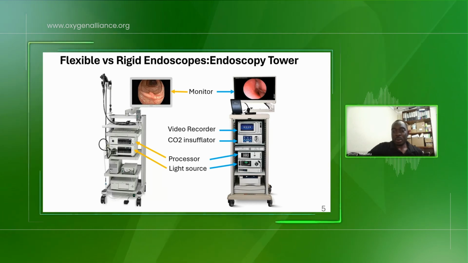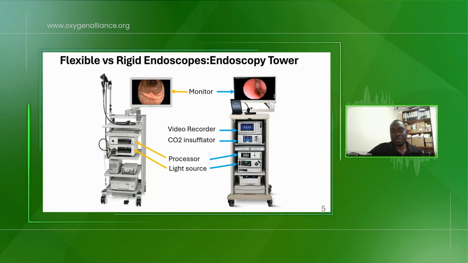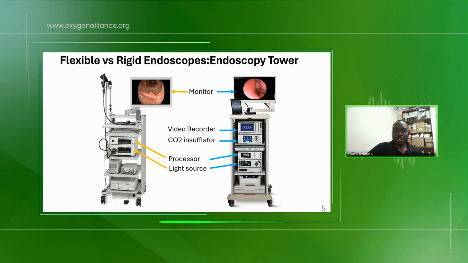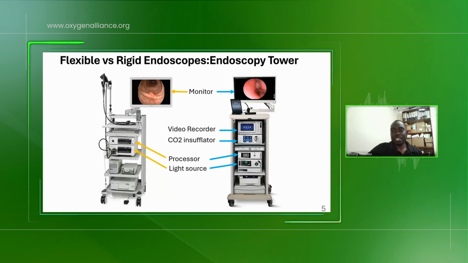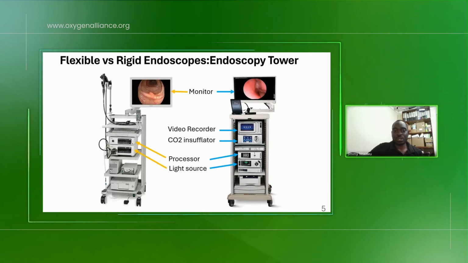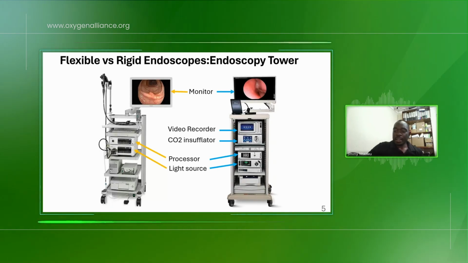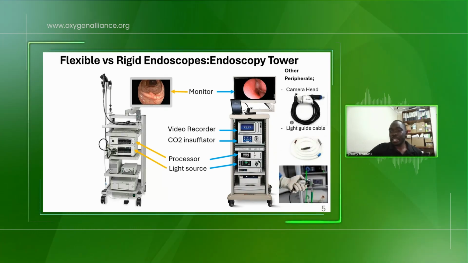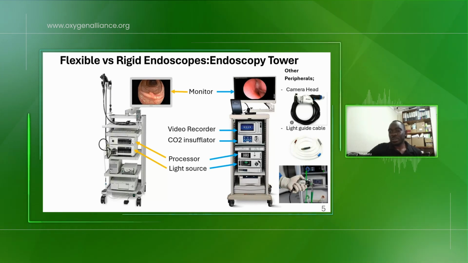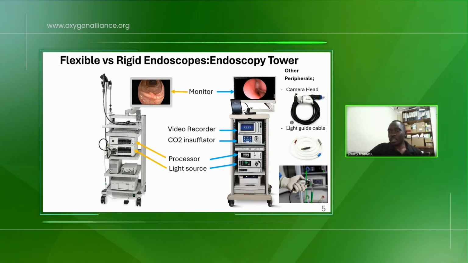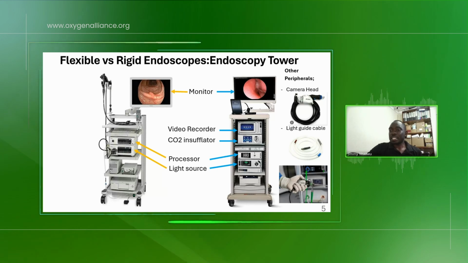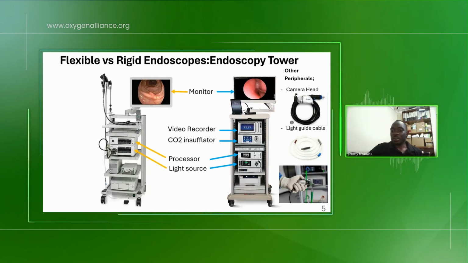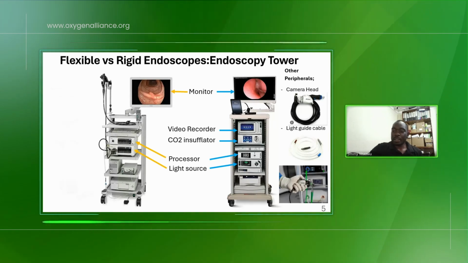We have processors for both. Processors are majorly for processing the images from the cameras. Then we have the light sources, which provide the light, because inside is very dark, so we need the light to see what we are doing. Still, we have other peripherals. On the rigid endoscopes, we have the camera head and the light guide cable. These are the ones which we connect on our actual scope. And the camera head is the one that sends the signal to the processor so that we have an image on the monitor. Then the light guide is for giving us light on the scope.